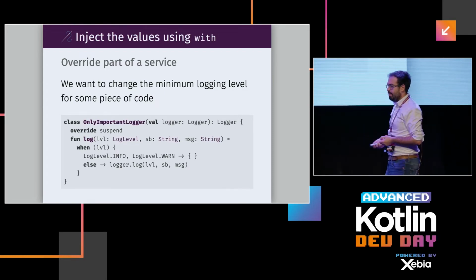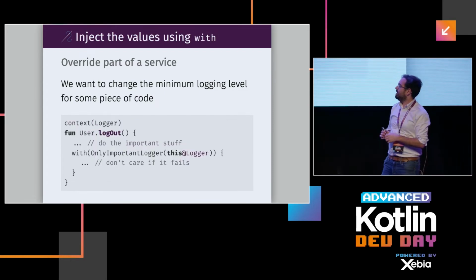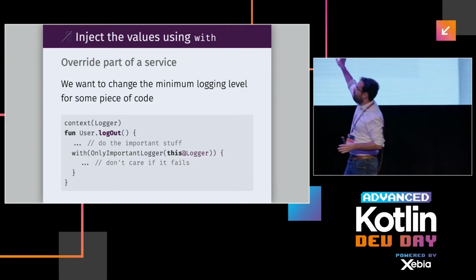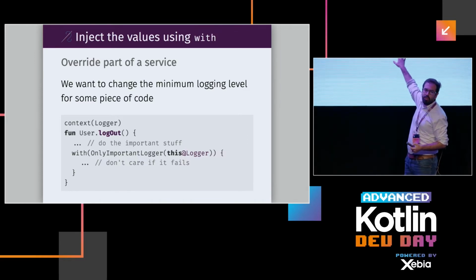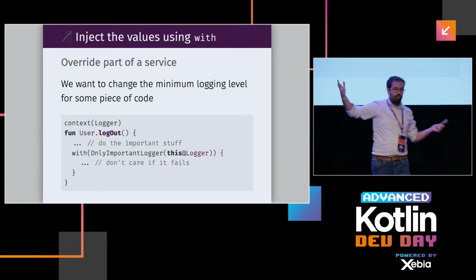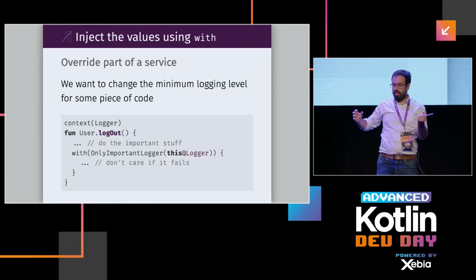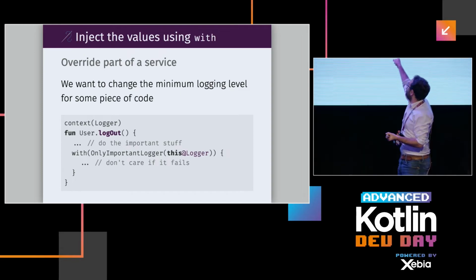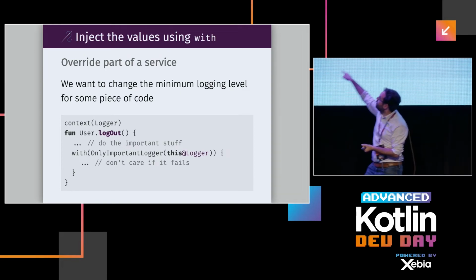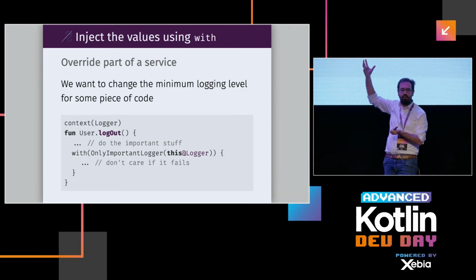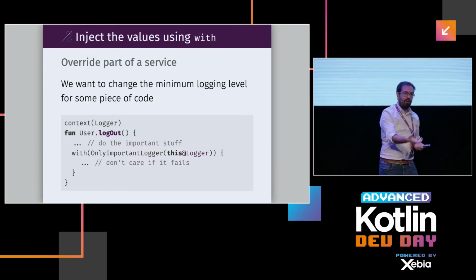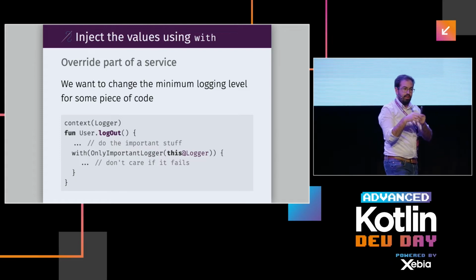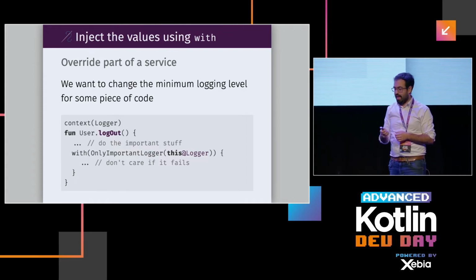Just imagine the idea. But the good thing is now we can just use our regular logger for the important stuff. And then for this part, which we don't really care about, where we only care about the critical things, we use with. We take the logger we have in the context, wrap it with the only-important logger, and use with, which means that in this part, a different logger is being injected, which overrides and only does what we actually care about.